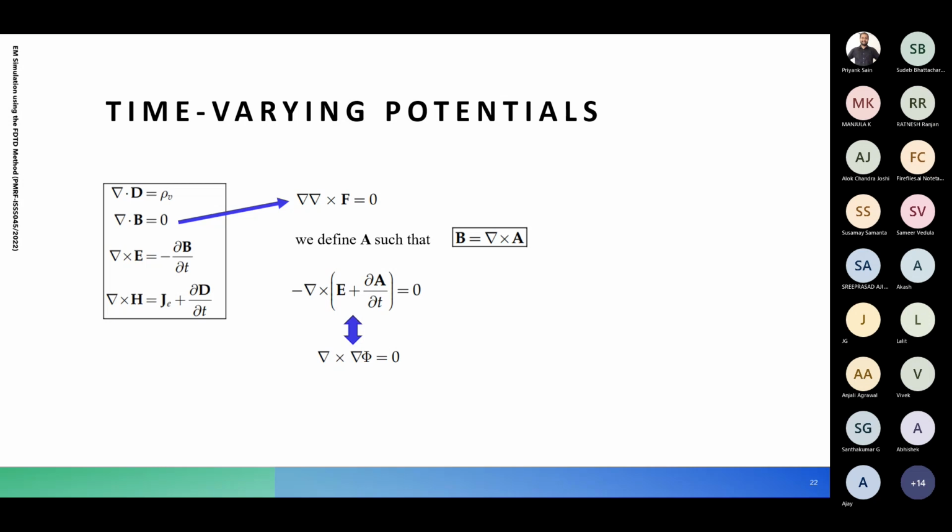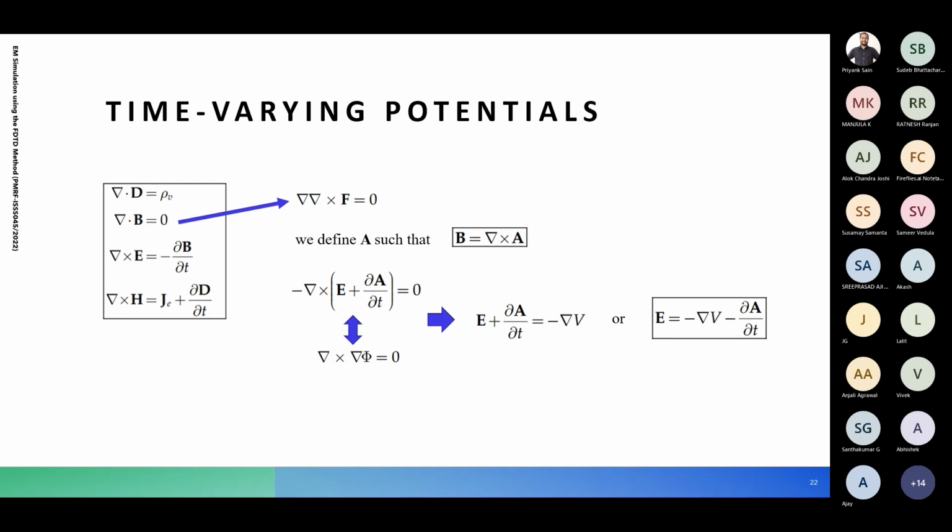Now, similarly, taking the third Maxwell equation and substituting B equals curl of A, and comparing it with the other vector law, we define E plus del A by del t equals negative gradient of V. Rearranging it, we can express the electric field E in terms of the electric scalar potential and the magnetic vector potential.